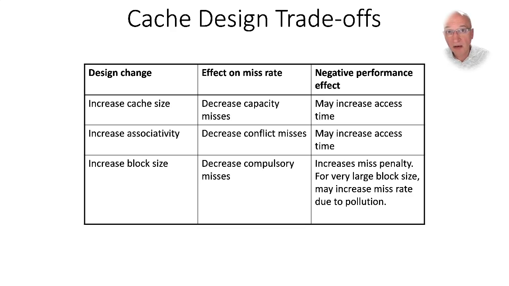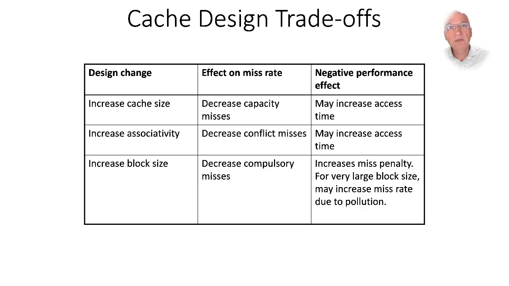So one of the problems is that I may increase the miss penalty because now I have to spend more time bringing this larger block from the lower level of memory to the higher level of memory. If I have very large block sizes, then I may increase the miss rate actually because of pollution. Pollution happens when I bring data from the lower level to the upper level, but I never use the data. That's called cache pollution.